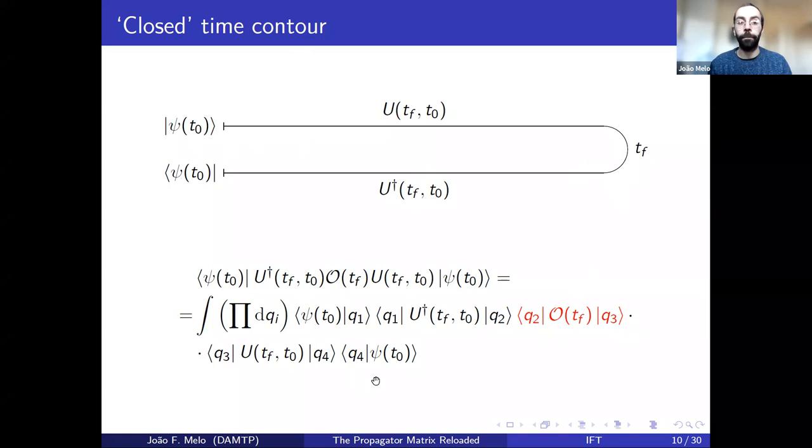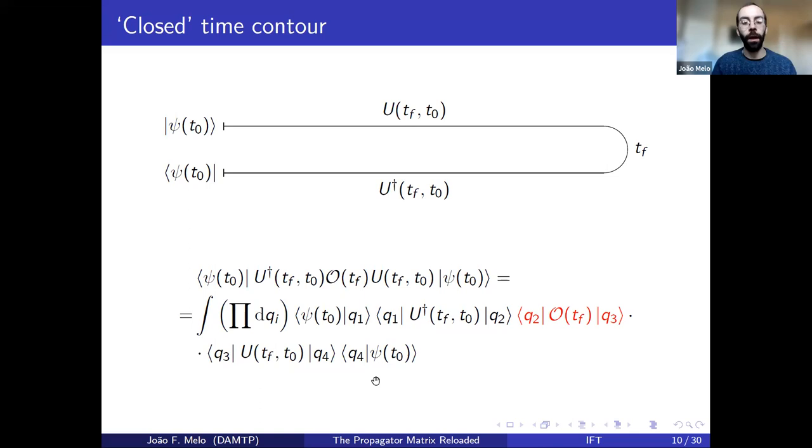This is usually called the closed time contour because it goes from T naught to TF and back to T naught, but it's not really closed because the field conditions are matched at TF, but they are not matched at T naught. And that's quite important. I need to know what my initial state is, and actually I need to integrate over all possible initial conditions weighted by my initial wave function.